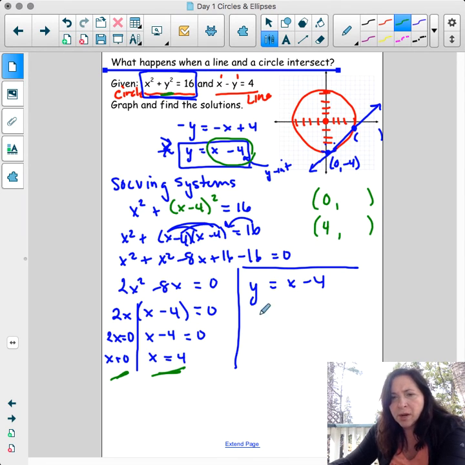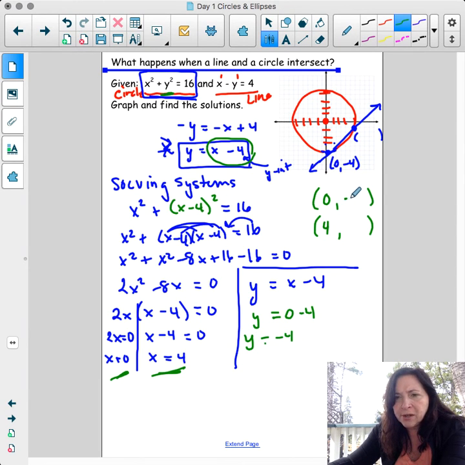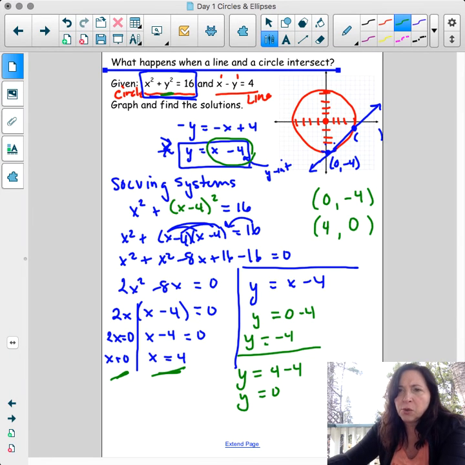Okay? So when I plug in 0, I get y equals 0 minus 4. Well, 0 minus 4 is negative 4. So y equals negative 4. So one of my intersection points is 0, negative 4, which actually we already knew. Now I'm going to plug in 4. So y is equal to 4 minus 4. So y is equal to 0. So when I plugged in 4, I got 0. So what that means is my actual other intersection point is 4, 0.